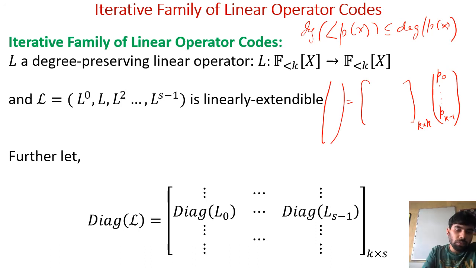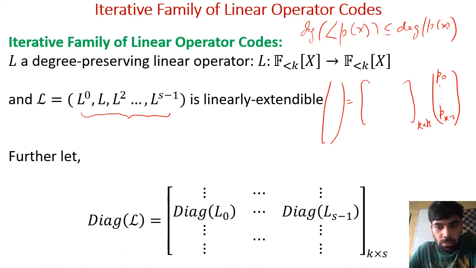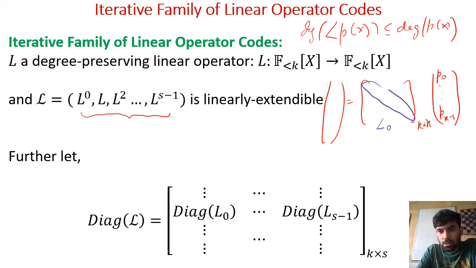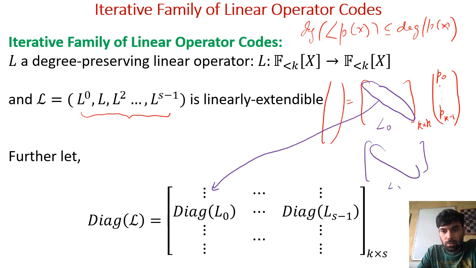And if we collect various iterates of this operator and they happen to form a linearly extendable family, then such a code will be called an iterative family of linear operator code. We will now concentrate on an object which will be useful to state our results, called diag_L, which is nothing but a collection of the diagonals of these various linear operators L0, L1, and so on. So you look at the operator L0, look at its diagonal and just stack it up as a column. Similarly for L1 and so on.